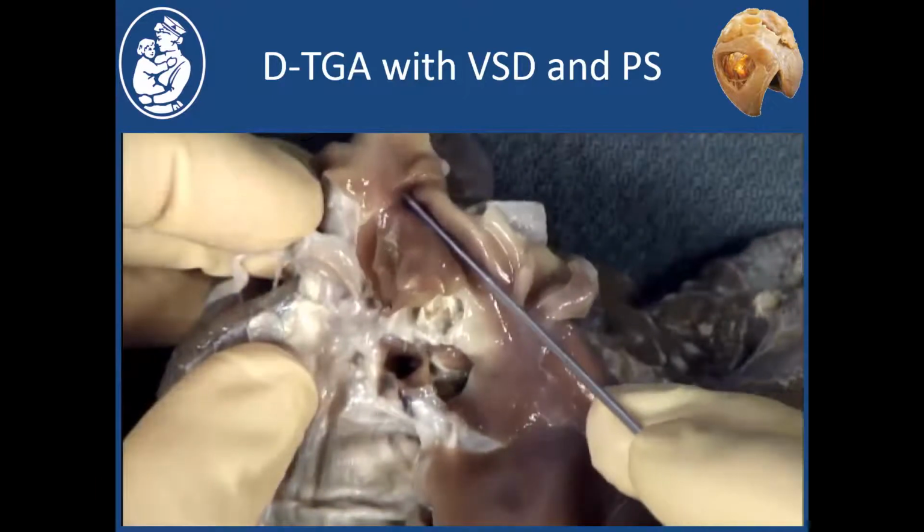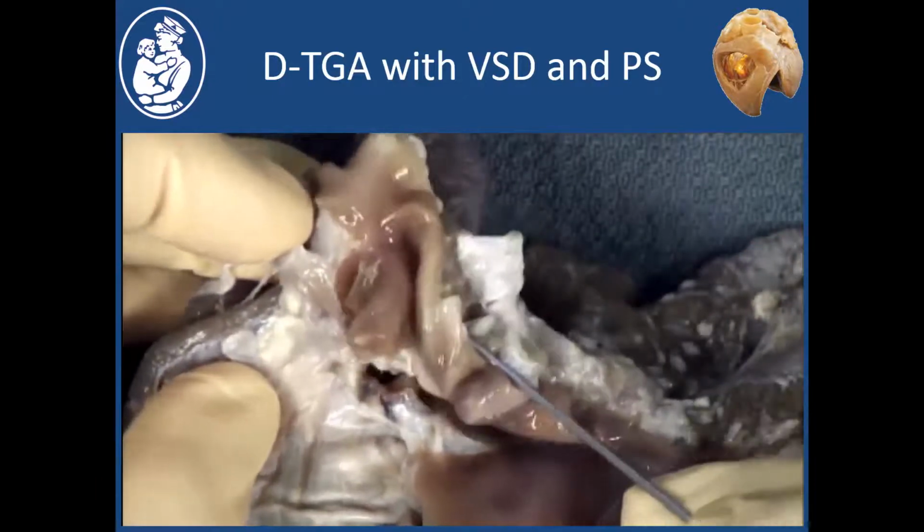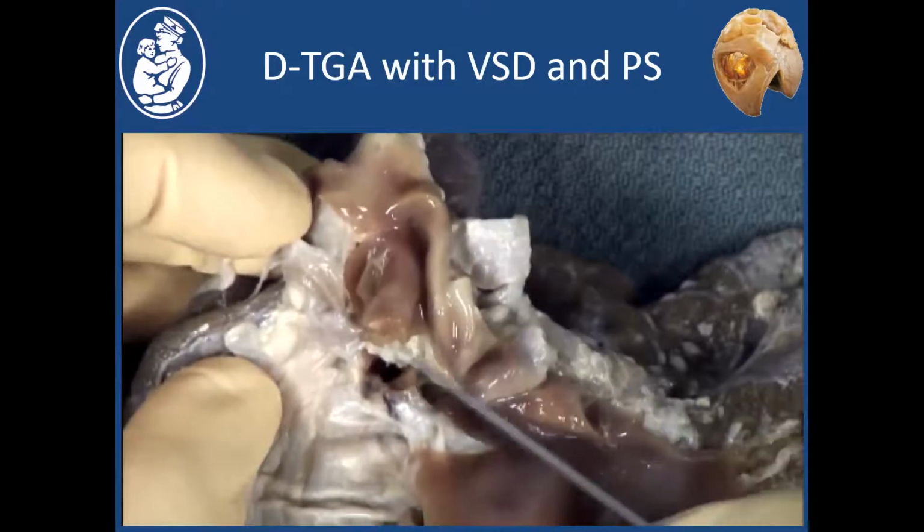Here's our pulmonary artery with branches and the ductus arteriosus going to the descending aorta.